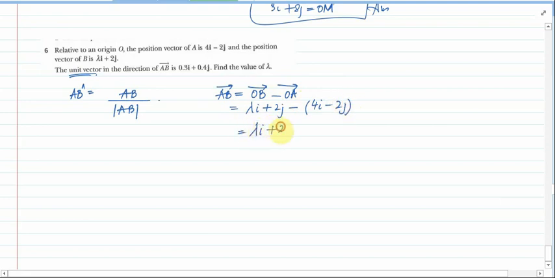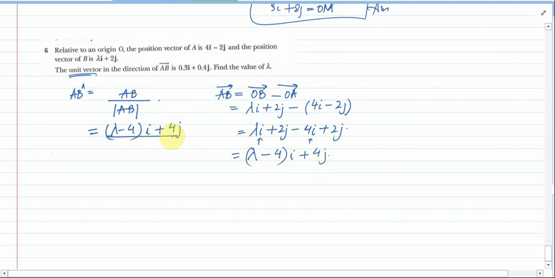Lambda i plus 2j minus 4i plus 2j. I can take common with this i and this i, so it will be (lambda minus 4)i, and plus 2j plus 2j leads to 4j. That is the vector AB I am going to use here, that is (lambda minus 4)i plus 4j divided by the magnitude of AB. That is an unknown, right? We don't know the magnitude of AB, so I'm just writing it down here.